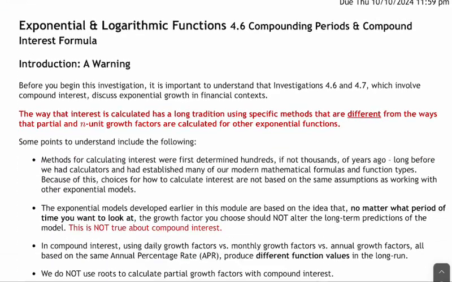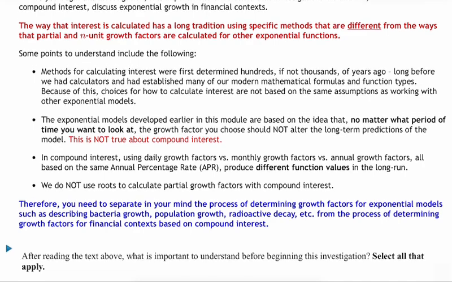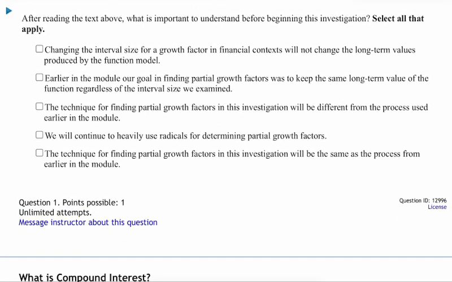So let's go ahead and look at that. They're going to give you some information up at the top if you want to take the time to read that. It says, after reading the above text, so that should be everything that we've been talking about, what is important to understand before beginning this investigation? Okay. It says, changing the interval size for a growth factor in financial context will not change the long-term values produced in this function model.